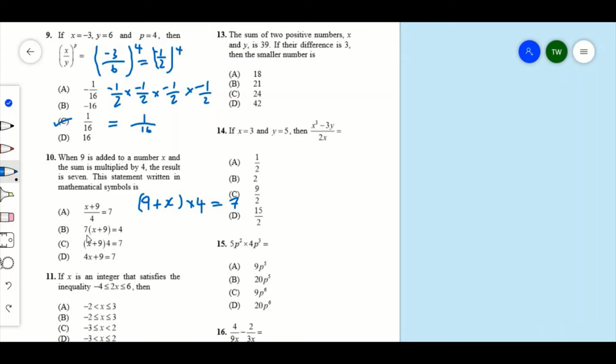So we're going to look at our options to see which one matches this one. So clearly A is not the answer, and C is the answer here. X plus 9 times 4 equals 7. Alright.